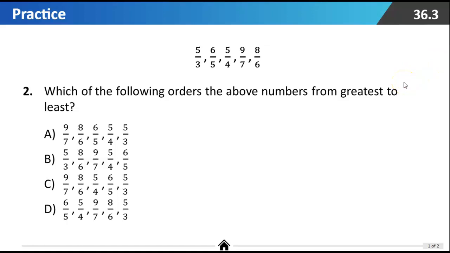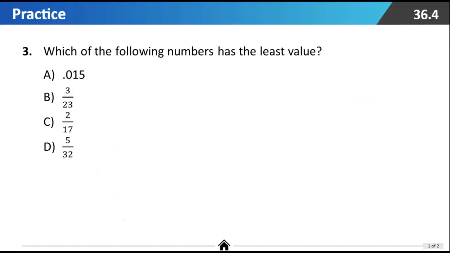The next one, we're going to have numbers in order from least to greatest. So once again, you can either use some number sense or just compare like we did a minute ago. Answer B. And then the last one, which one has the smallest value, should be answer choice A. And that is going to conclude lesson number 5.